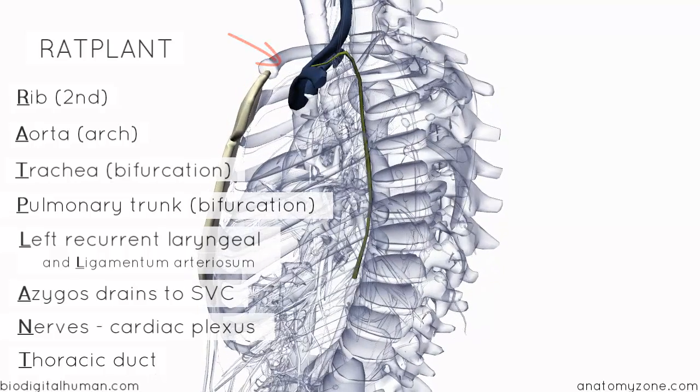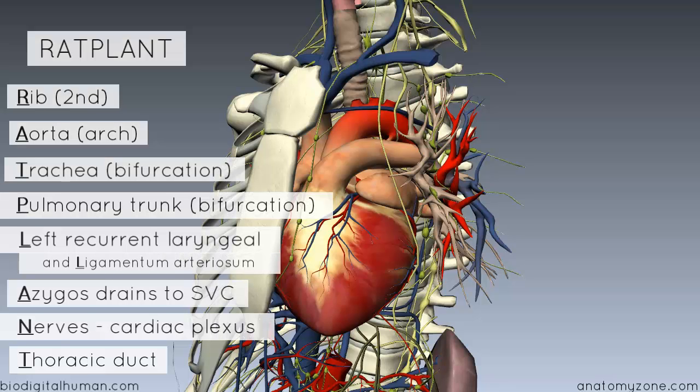So this occurs a bit higher than the angle of Louis, but it's useful to remember this landmark. So that's RAT PLANT to help you remember the structures that lie at the level of the sternal angle. So I hope that's been helpful.